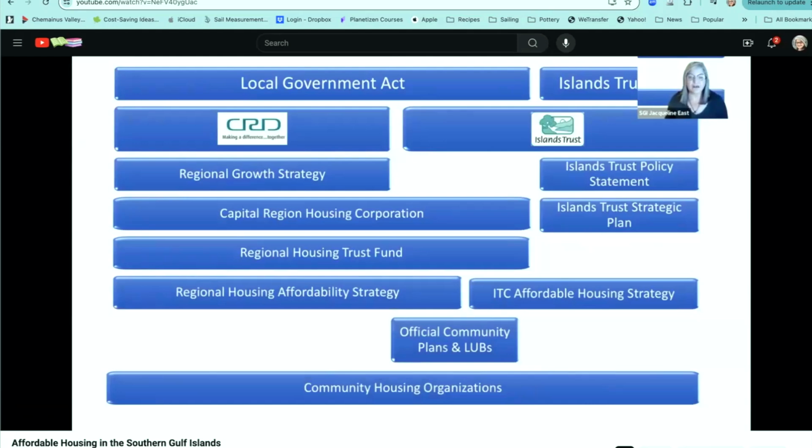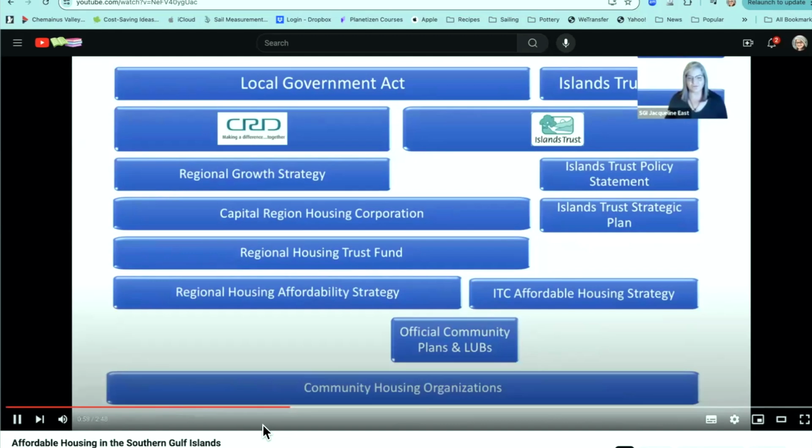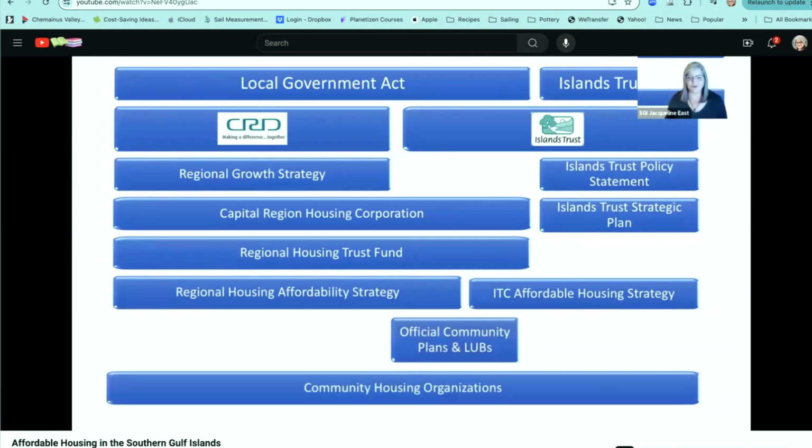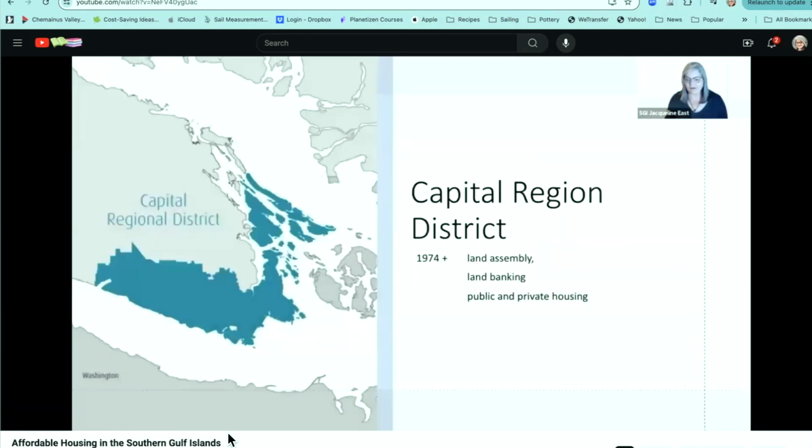Both the CRD and the Islands Trust have affordable housing strategies. So I'll try to summarize these local government service providers a little more for you. First, the Capital Region District began assembling land and building public and private housing in 1974.